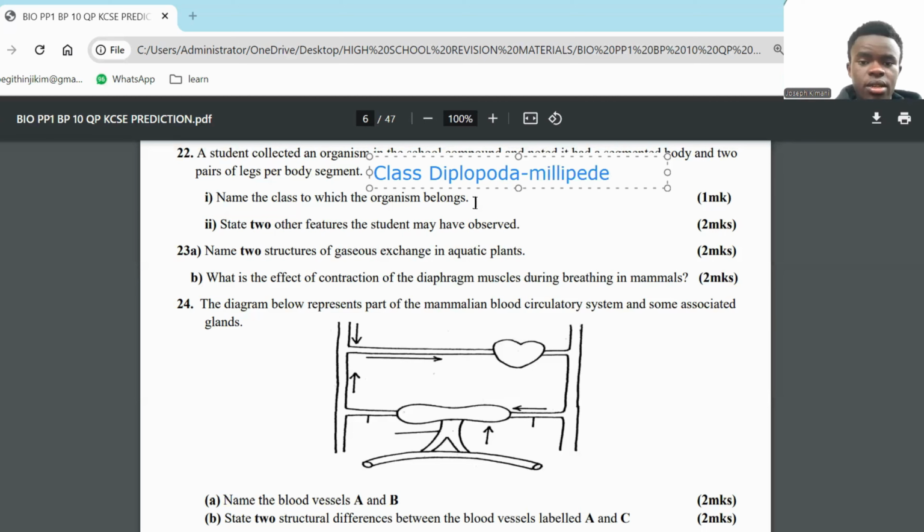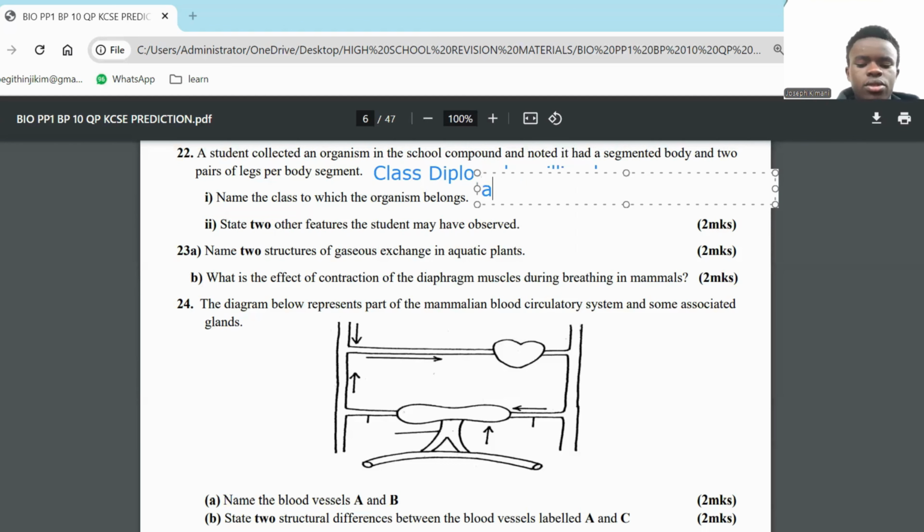Name the class to which the organism belongs: class Diplopoda. And then name two of the features that the student may have observed in this organism. First of all, it has a segmented body and two pairs of legs per body segment. So what other characteristics do you expect in such an organism? Remember, organisms of this class usually have an antenna. That's one of the characteristics.